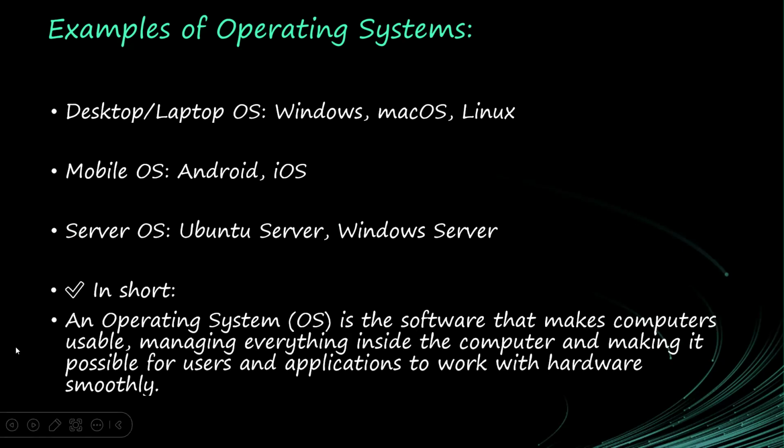In short, an operating system is the software that makes computers usable, managing everything inside the computer and making it possible for users and applications to work with hardware smoothly. Now, in the next class, we'll be talking about the history of operating systems. Why did they even come at all?